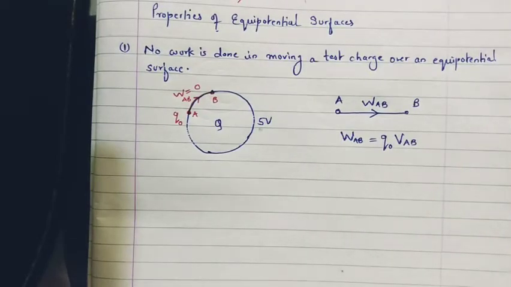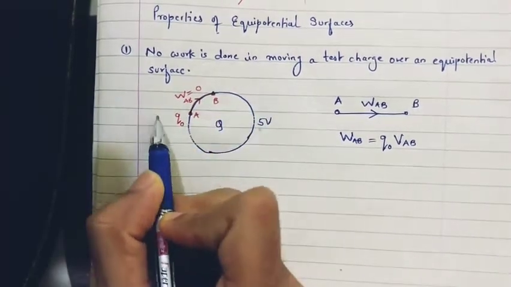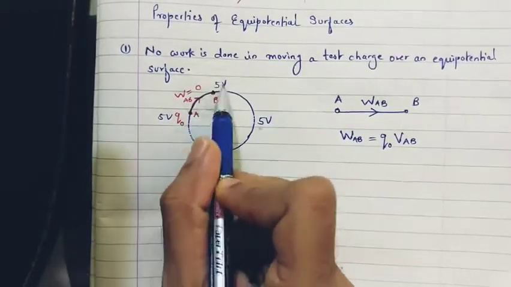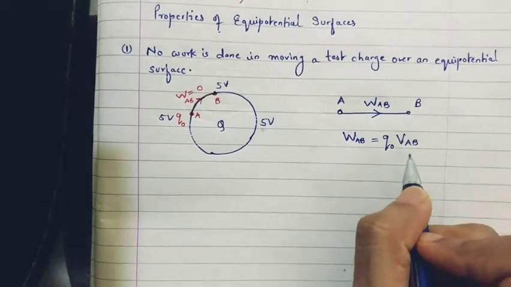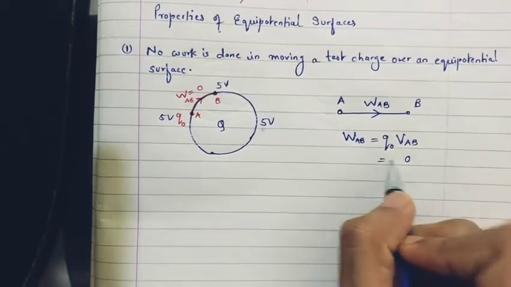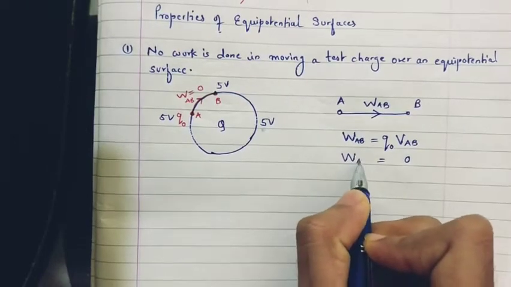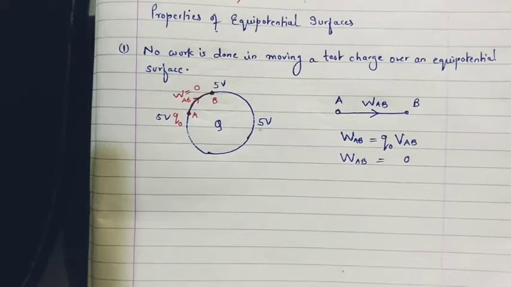And what is the speciality of an equipotential surface we have studied? The speciality of the equipotential surface is that the potential at every point is the same. So if the potential at every point is the same, here it is 5 volt and here also it is 5 volt, what will be 5 minus 5, the potential difference between the 2 points? It will be 0. So VAB is going to be 0, and this entire term will go to 0. That is why the work done in moving the test charge from A to B will be equal to 0.